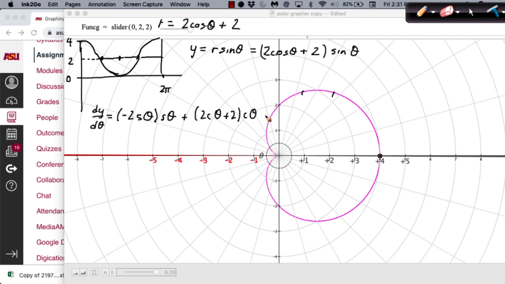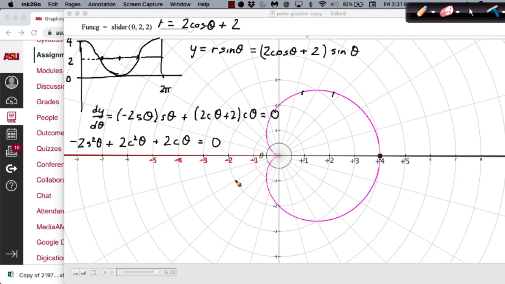And what do I need? I want to set that equal to 0. Okay, multiplying it out, it is negative 2 sine squared theta plus 2 cosine squared theta plus 2 cosine theta.